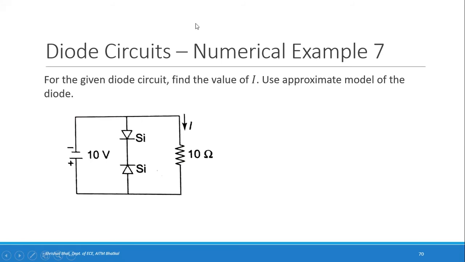Which is forward biased? Negative is connected to positive, positive is connected to negative. So this diode is reverse biased. Whereas here positive is connected to the P side, negative is connected to the N side. So this is forward biased. But you can see, since they are connected in series, this one will be reverse biased. It is not conducting.